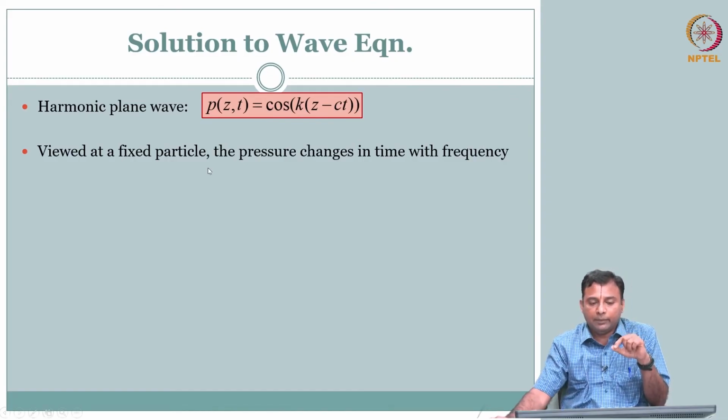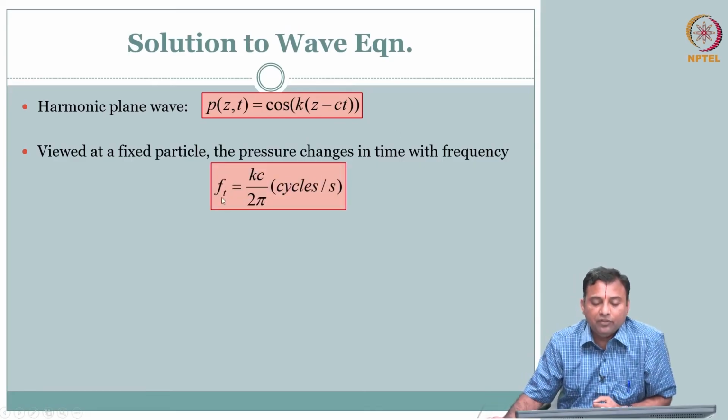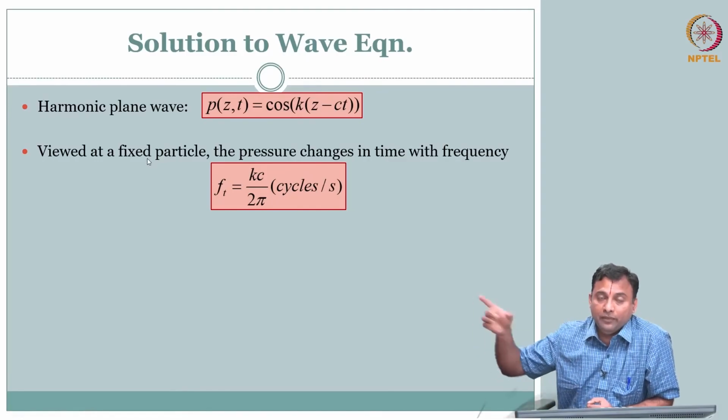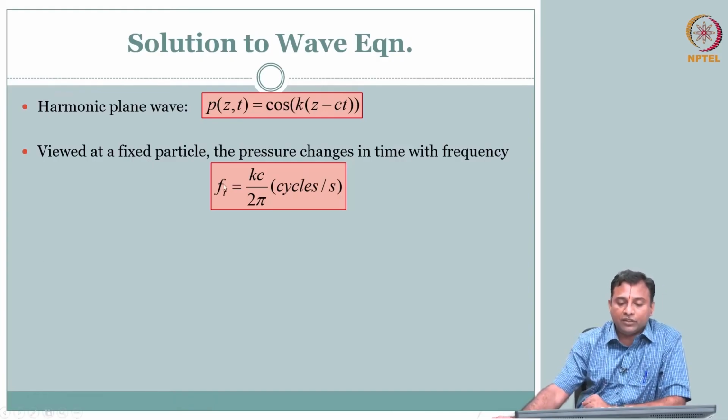So, fixed at a particle, the pressure changes in time, and what is the frequency? The frequency of this oscillation in time is your temporal frequency. So, f suffix t is kc by 2 pi. This is your time quantity, and z is your spatial quantity. When you are talking about a particle, the particle is not moving in space fully. The particle is oscillating about its location with time. So, you have a frequency of oscillation, f suffix t, which is kc by 2 pi from here.